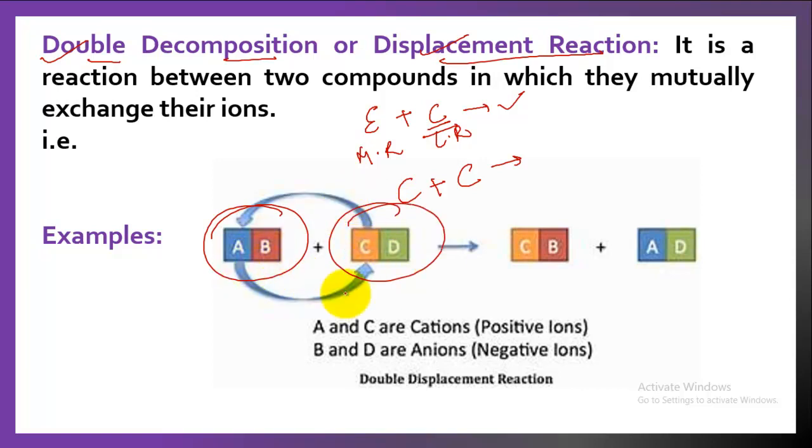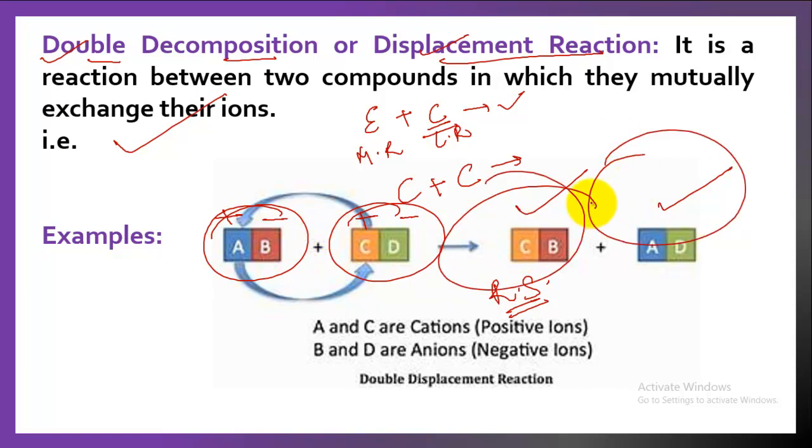For example, if I say one compound is AB and other is CD, so what happens? They mutually exchange their ions. Let's say A has positive valency and B possesses negative. Similarly, if I say C has positive and D has negative valency, so they will interchange their ions and the new combination will occur, that is A will combine with D to form AD and C combines with B to form CB. In this, we don't follow any reactivity series. It is just the mutual exchange of ions that is taking place. So both the cations are exchanged, both the anions are exchanged, and as a result we get different products.